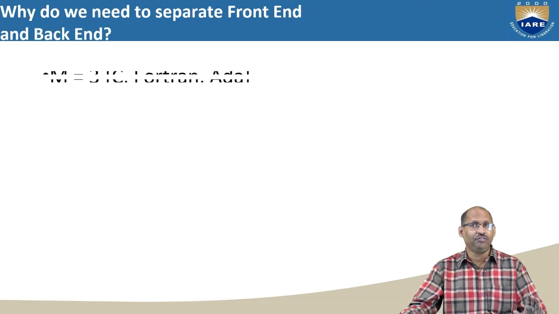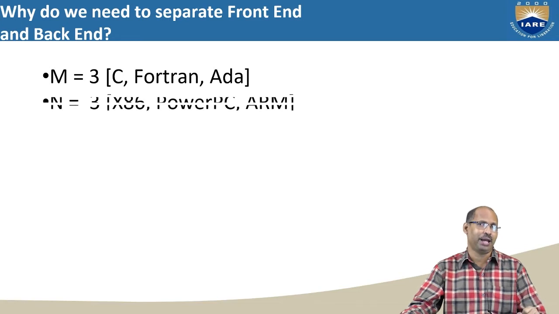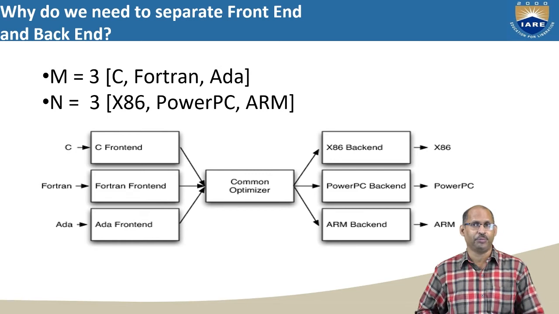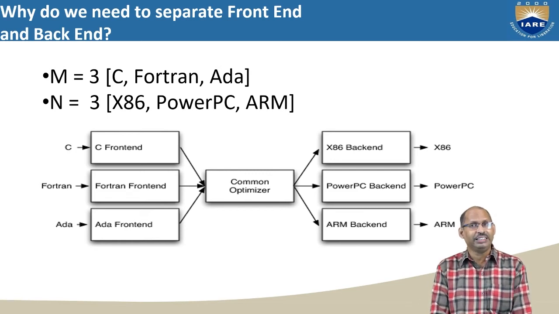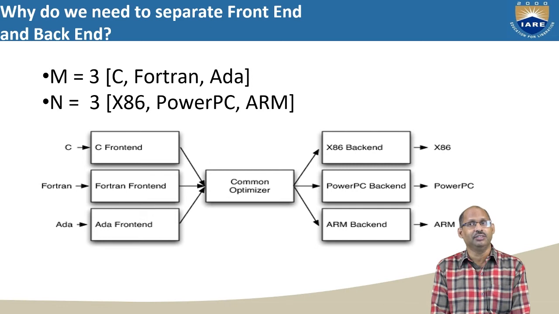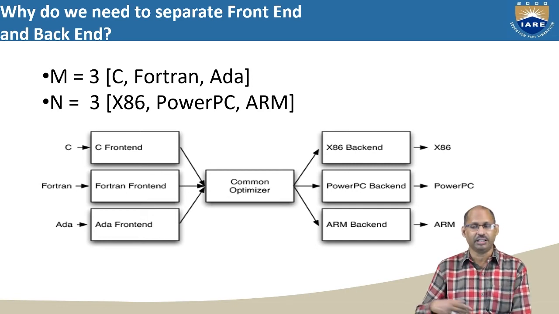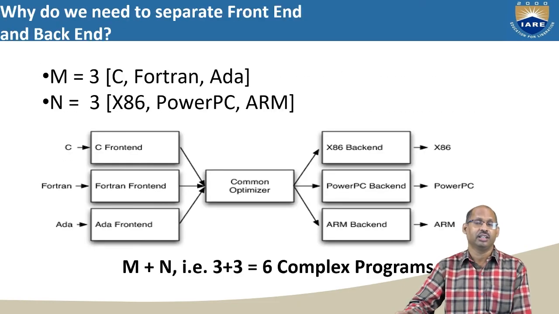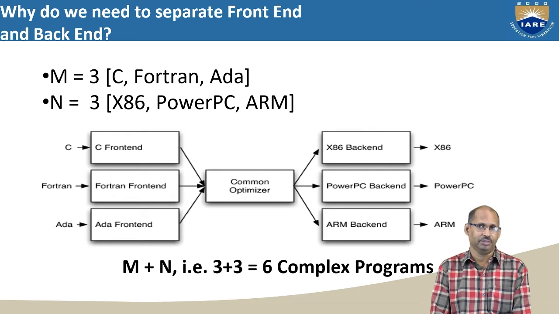So if we use the concept of front end and back end, we use a common optimizer. We will construct three front ends for the source languages and three back ends for the machine languages. Simply, we will connect them respectively to generate a new compiler.